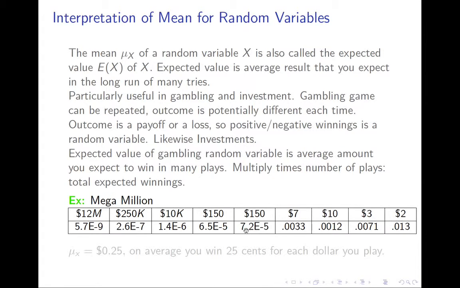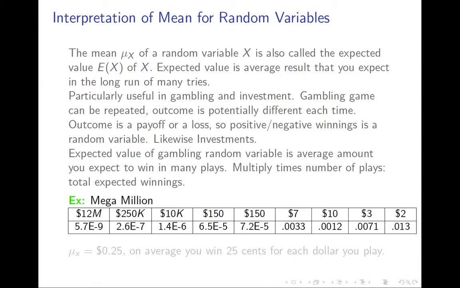E-5 tells you to move that decimal point in 7.2 over 5 places. So of course you have to fill in with 4 zeros. So 7.2 e-5 is the number 0.000072. Likewise, over at 12 million, the probability 5.7 e-9 is going to be a decimal point followed by 8 zeros followed by 5.7. Obviously, this is a more succinct way to write it.